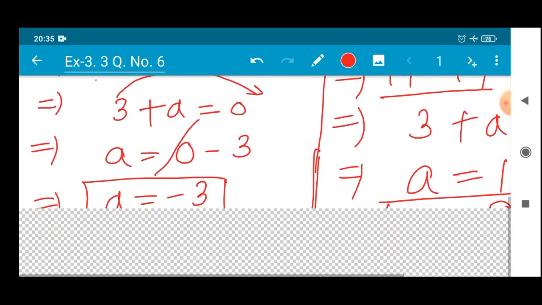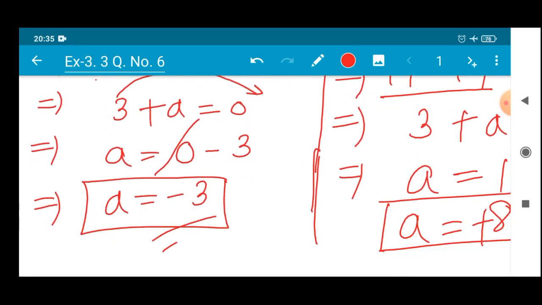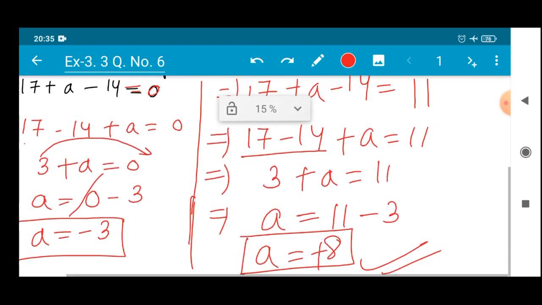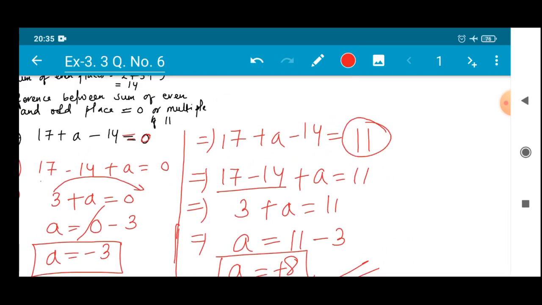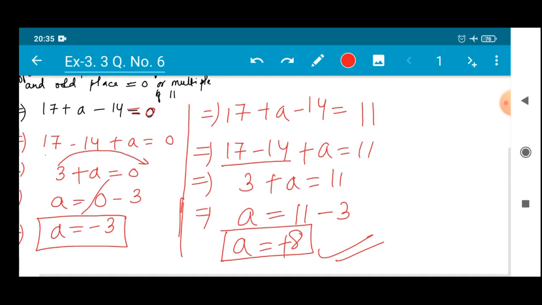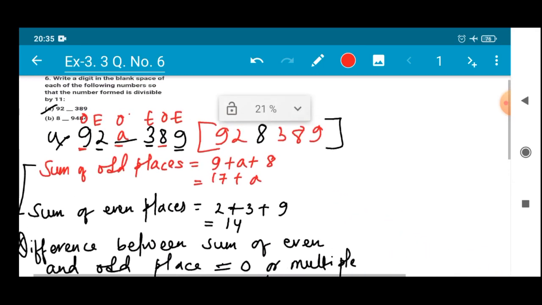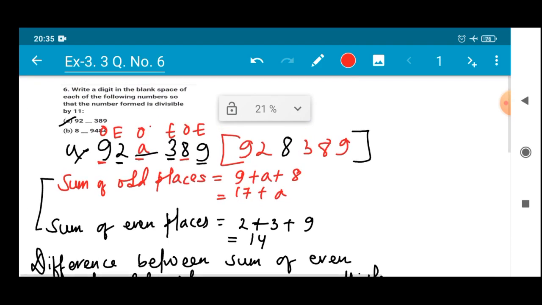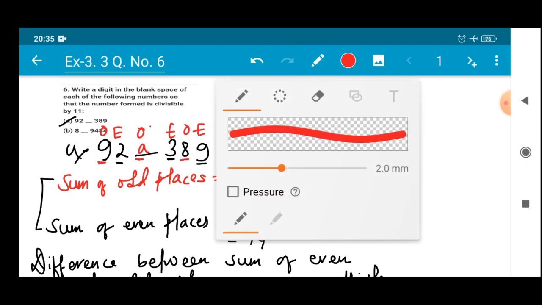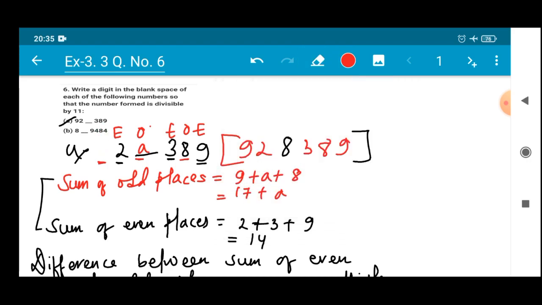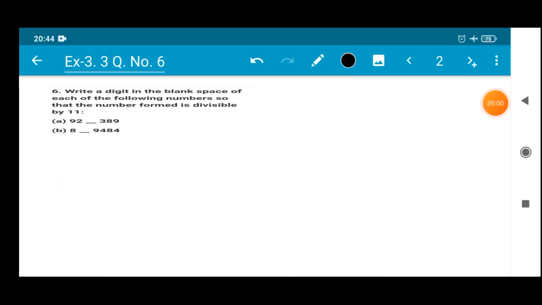By putting the 0, we got a negative sign there, so the value of a cannot be negative. So we tried the next option also, that is by putting 11, a multiple of 11. After 0, 11 zeros is 0, 11 ones is 11, so 11 will be there. And I got the value of a, positive 8. So this is question number A for you all. If there is any problem, kindly repeat this and try to learn it again. So let's do question number B now, part B.